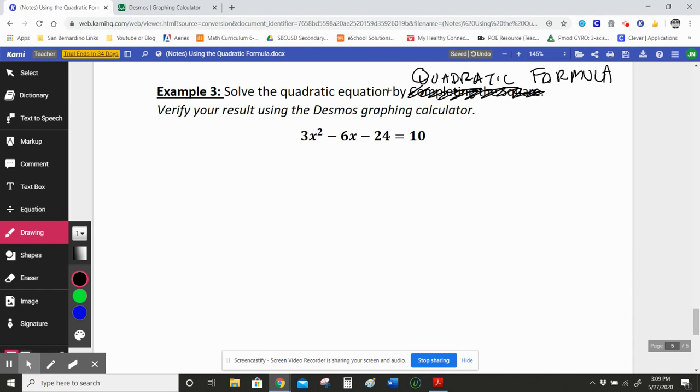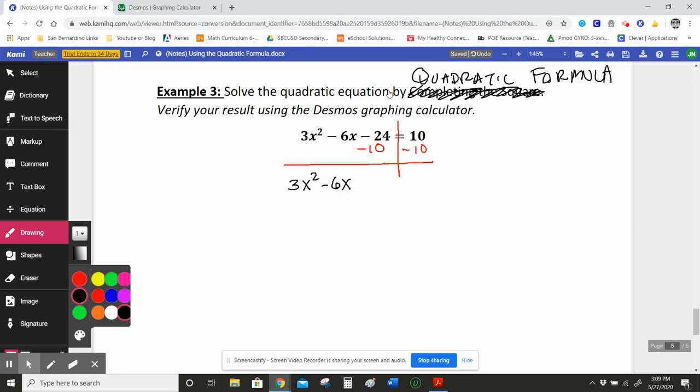So first thing we need to do is identify a, b, and c after we set the equation equal to 0, which it is not. So before I even start anything, I'm going to subtract 10 from both sides to get that equation equal to 0. Because remember, in order for me to plug it into Desmos or to even solve it in general, I got to make sure that equation is set equal to 0.